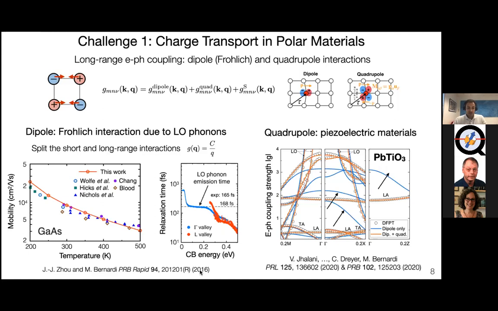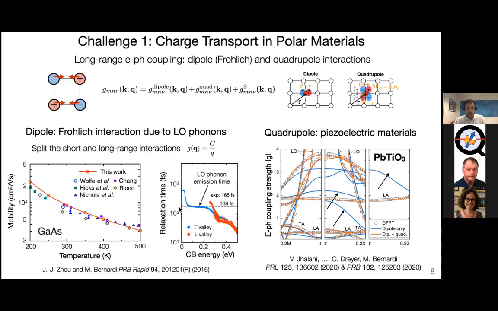In 2016, we developed a clever numerical approach to split the short and long-range interactions. And this approach has sped up the calculations for polar materials by orders of magnitude. And using this advance, we've been able to show the first calculation of the mobility versus temperature in a polar material, gallium arsenide, done entirely from first principles. The computed mobility, which is shown here in red, as you can see, agrees with the experiments extremely well.